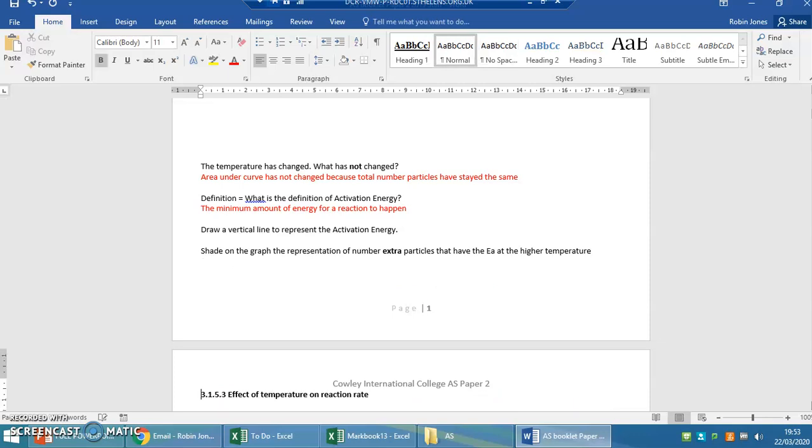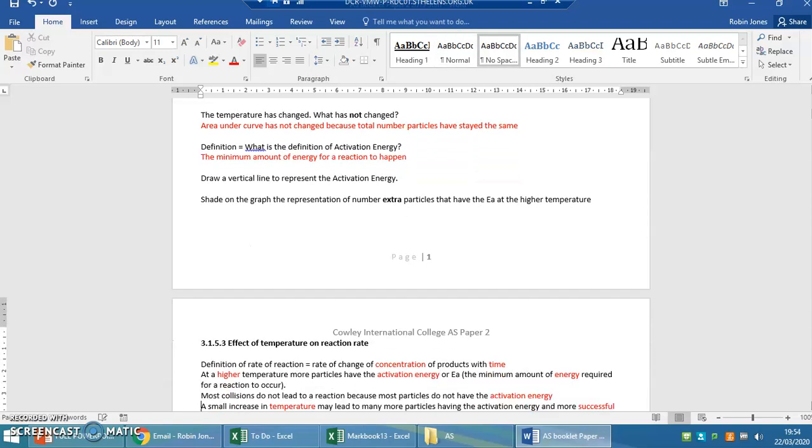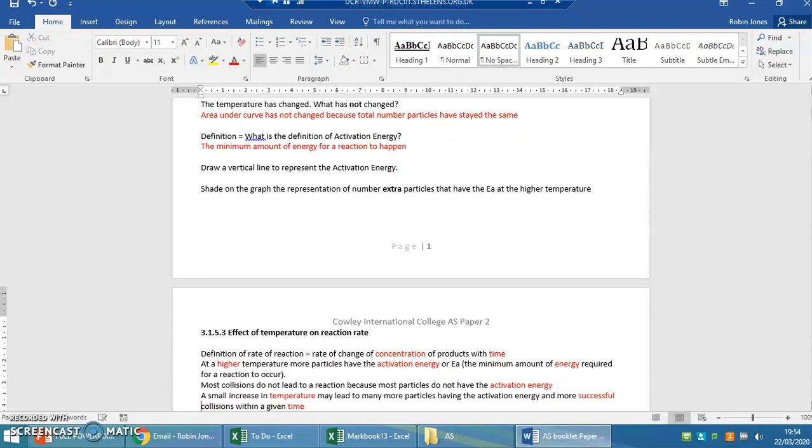Definition of the rate of a reaction. The rate of a reaction is the change of concentration of products with time. So if you're making a product, it's how much more of them you make. A concentration is a measure of how much there is in a given space. So the rate of change of concentration of products with time. So over a certain amount of time, how much more concentrated are the products? How much more products are you making?